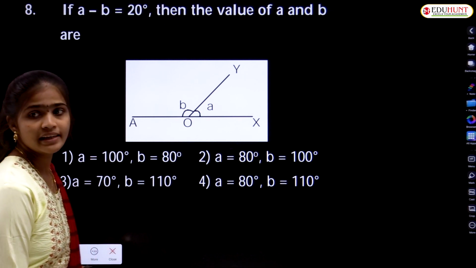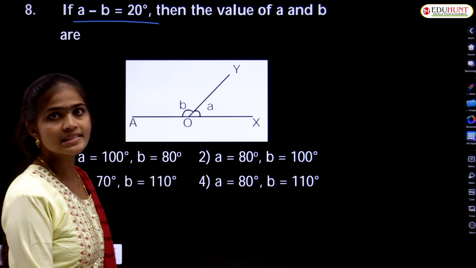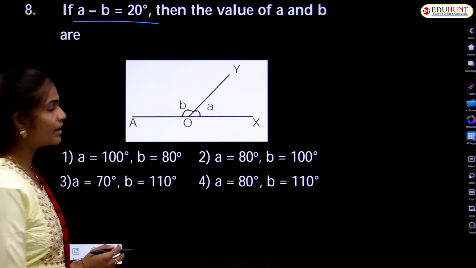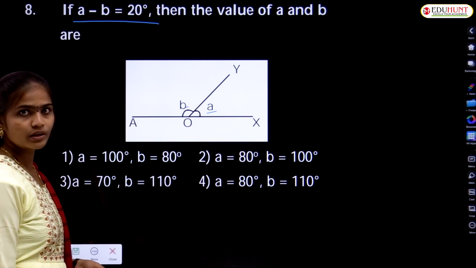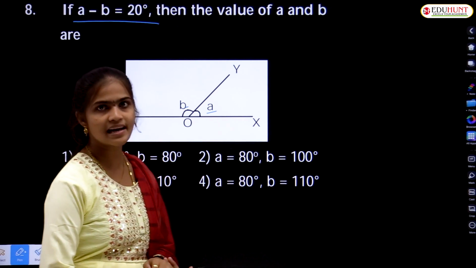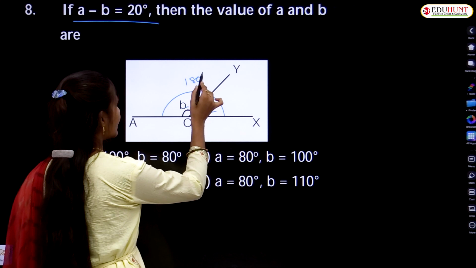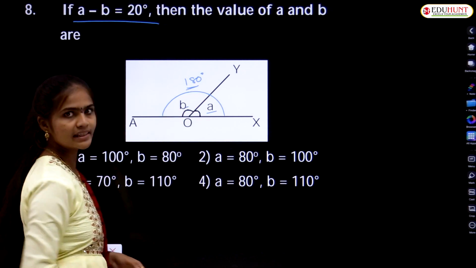Next, 8th question. If A minus B is equal to 20 degrees, the difference between two angles is given, then find the values of A and B. So here we have to find the angles A and B. Just observe that AOX is a straight line, so the total angle is 180 degrees. If you add these two angles, you will get 180 degrees.